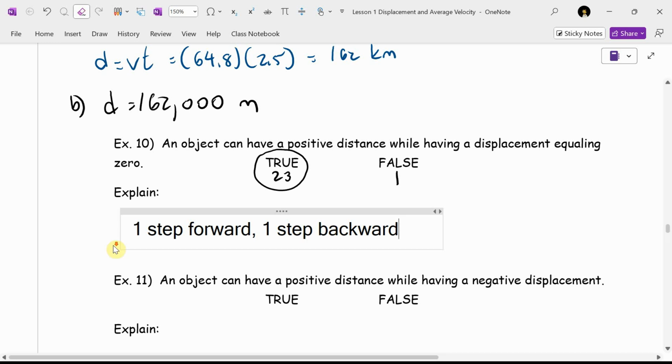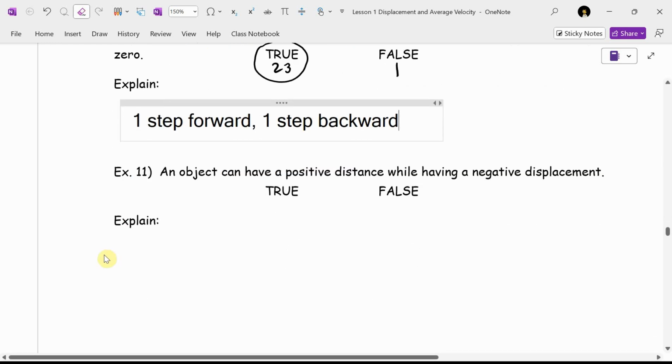Okay, next one. True or false? Again, we're going to vote. An object can have a positive distance while having a negative displacement. Who says, yeah, I think that's true, Mr. Dueck? True. I count 12.